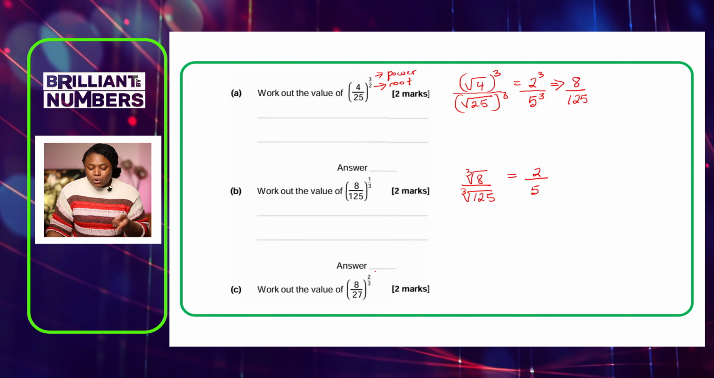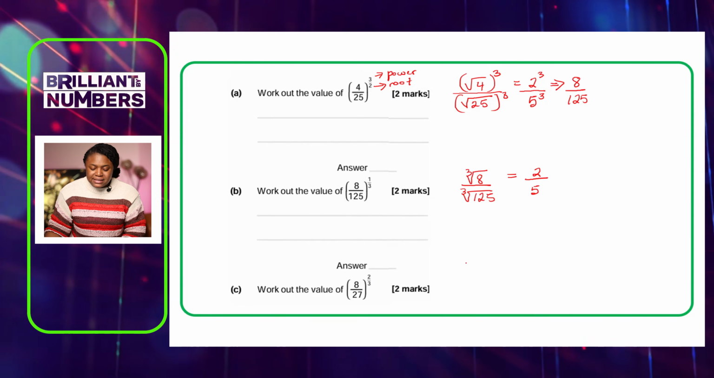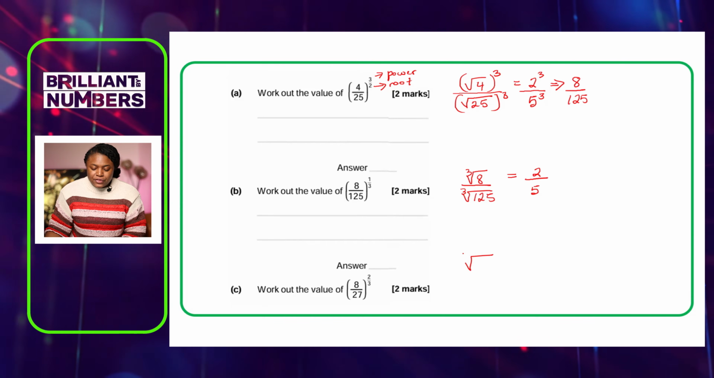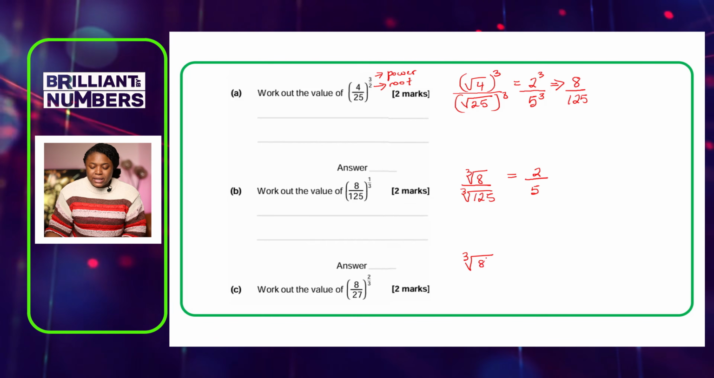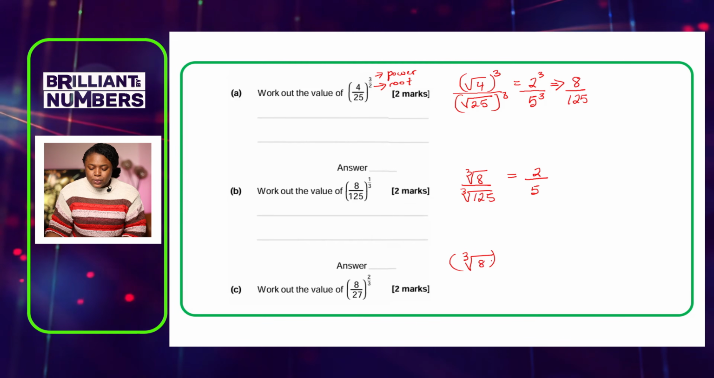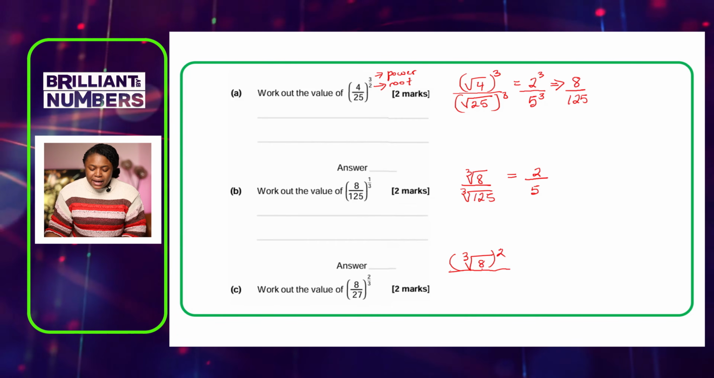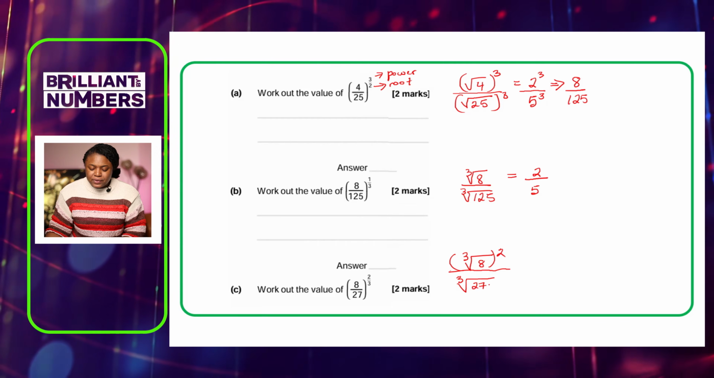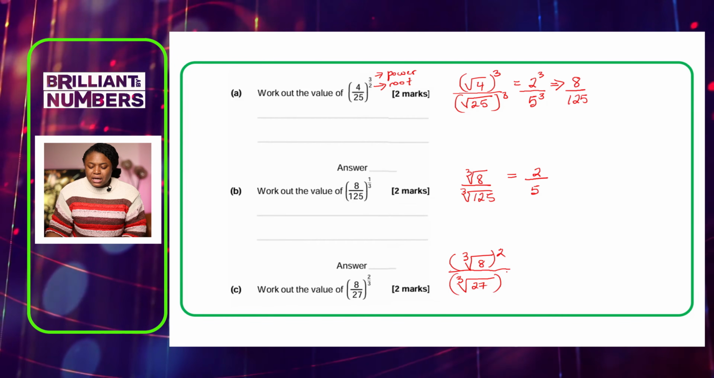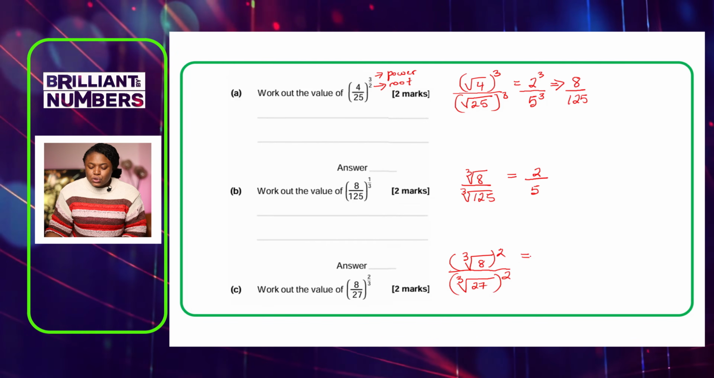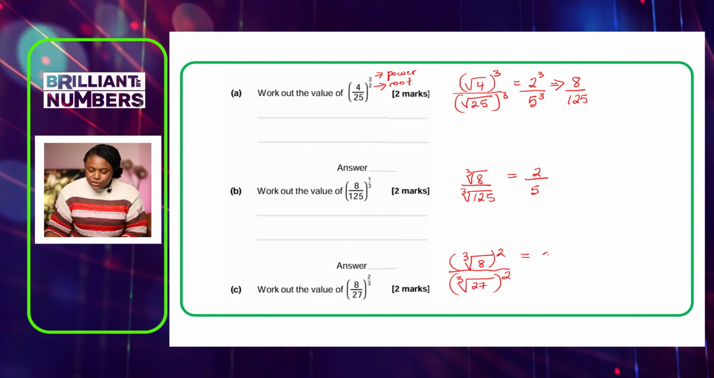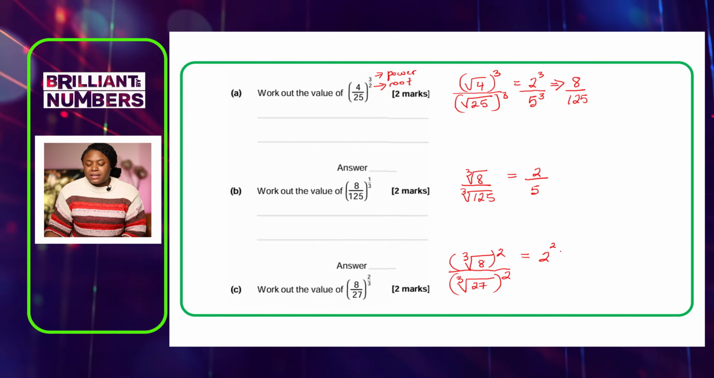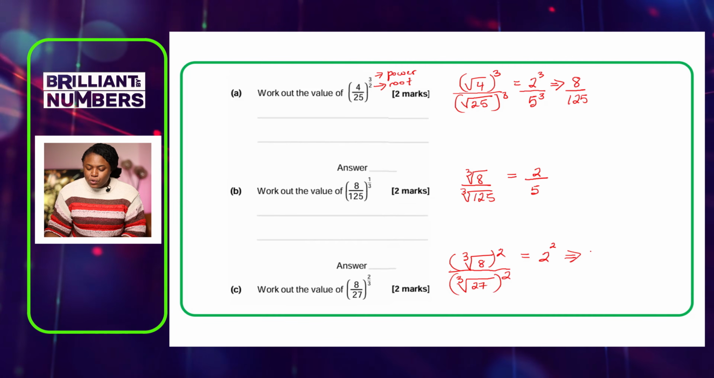We've got 8/27 raised to the power of 2/3. It means I am doing the third root of 8. When I get my answer, I should square that, divided by also the third root of 27. When I get my answer, I should square that. So the cube root of 8 is 2, so we need to square that 2, which gets us 4.